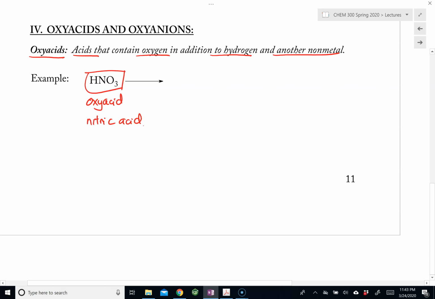And just like all acids, if we were to take this substance and dissolve it in water, it will break apart to produce the hydrogen ion. And the rest of this then becomes negative. In this case, we will have NO3 and its overall charge will be -1 because the hydrogen is now becoming the cation. So here we are producing the hydrogen ion. And the rest of this is then called an oxy anion.